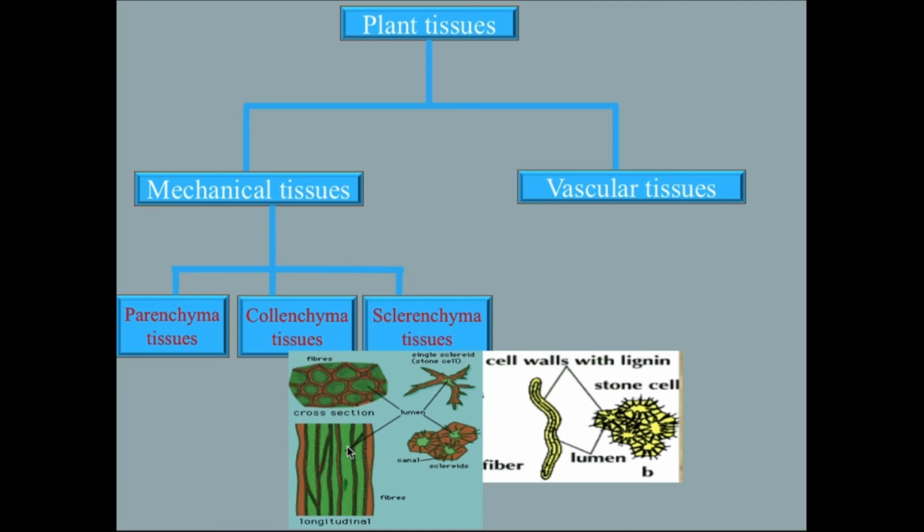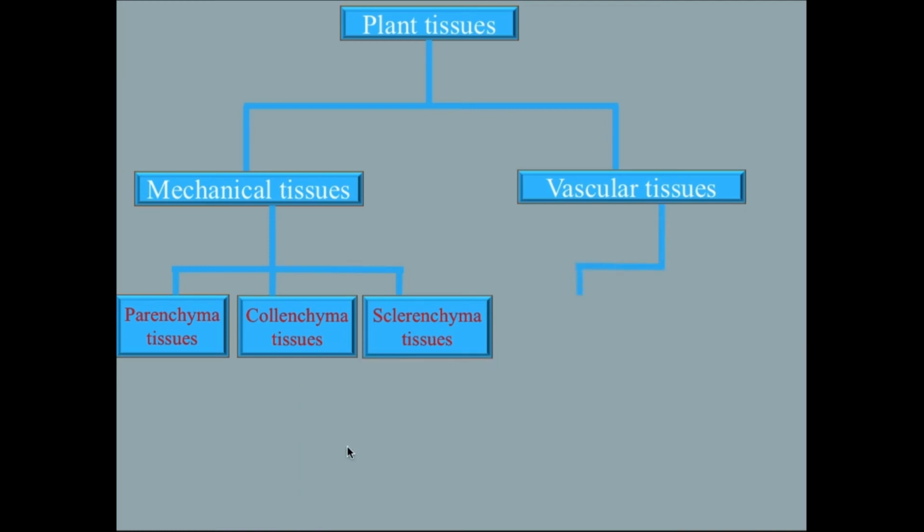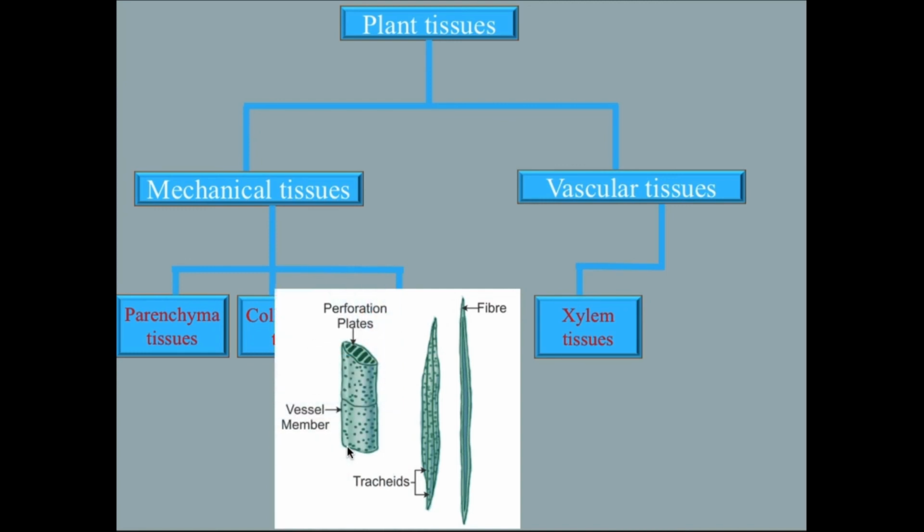Let's go to the vascular tissues. Vascular tissues are categorized into two major types. We have the xylem tissues. Xylem tissues are also made up of two major types of cells. We have the tracheids and vessels. We are going to explore more on this and why they are called so.